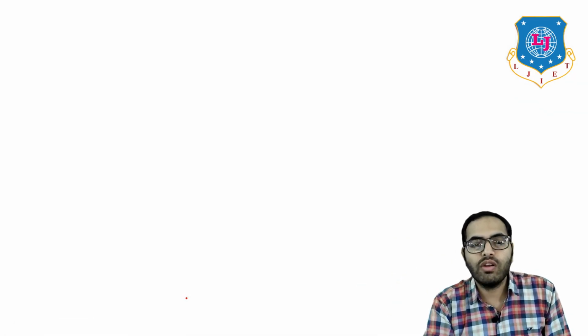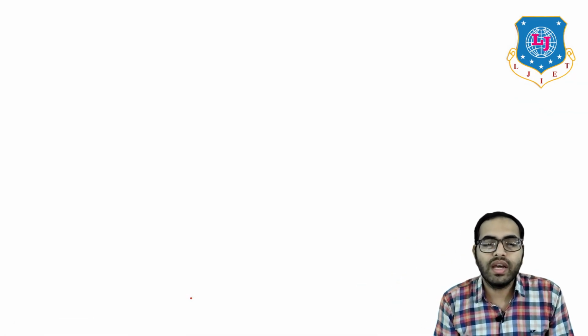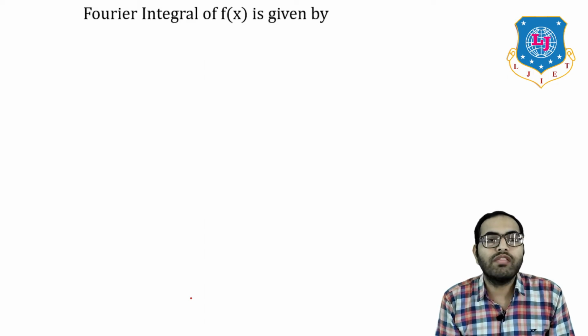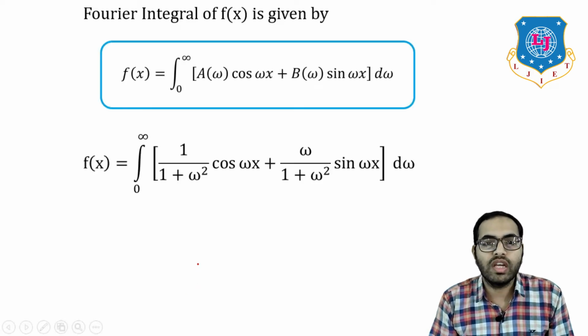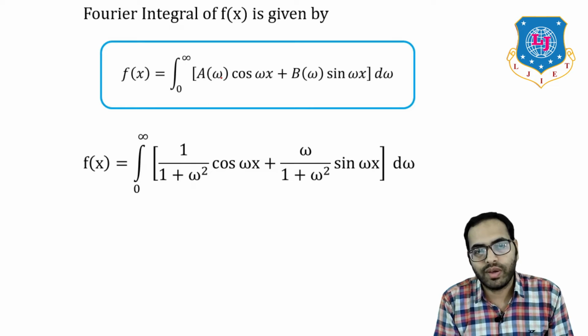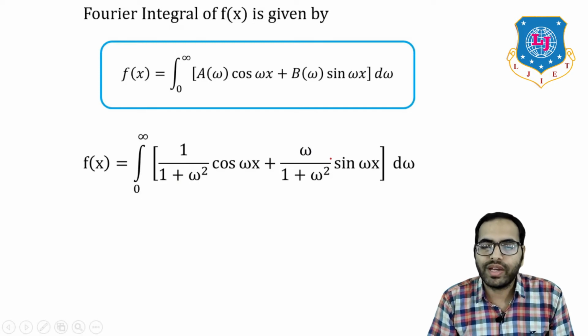Now substituting the values of a of omega and b of omega in our Fourier integral, the function is given by f of x equal to integral from 0 to infinity of a of omega cos omega x plus b of omega sin omega x d omega. Just substituting the values of a omega and b omega and simplifying, a of omega is 1 upon 1 plus omega square, and b of omega is omega upon 1 plus omega square.